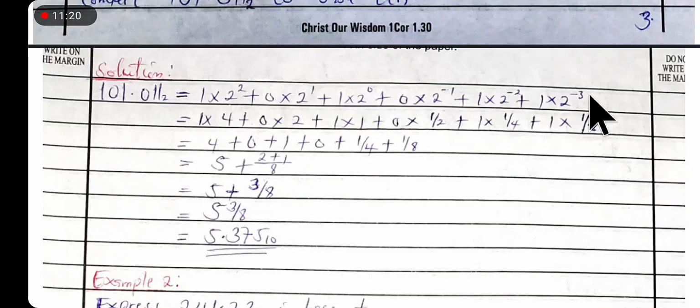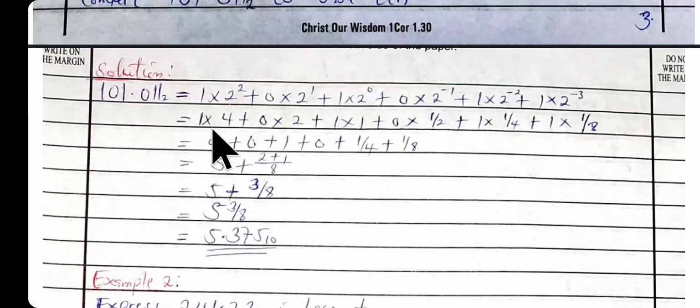Then 2 raised to power minus 3, like what we did here. See, minus means 1 over. Then 2 raised to power 2 is 4. Then this minus means 1 over. Then 2 raised to power 3 is 8. Look at the 8 here. So this is how it is done.